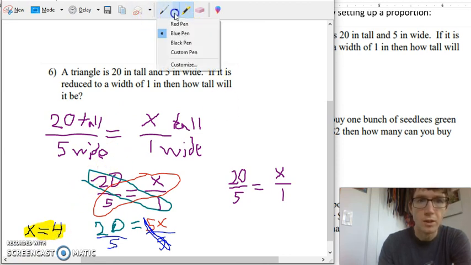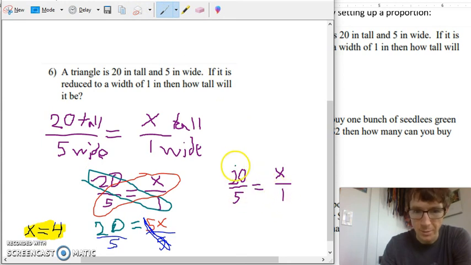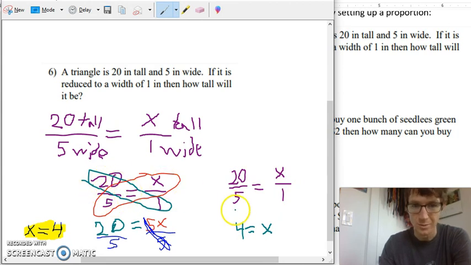But I'm just going to do it the shortcut way over here. 20 divided by 5. What is 20 divided by 5? That's actually 4. And what's x divided by 1? That's just x. So in some ways, you don't actually have to go through this. A lot of times you do, sometimes you don't. And if you don't, you can do a little bit of a shortcut here.